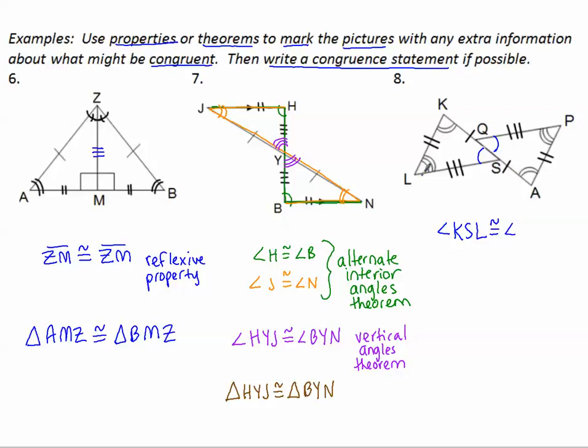KSL, and so I went 2 slash to 1 slash to 3 slash, so I have to do that again, AQP. And it's because we used the third angles theorem. Now I have everything marked to everything in this picture, so now I'm going to make the congruent statement with triangle KSL being congruent to triangle AQP. And there you have it.